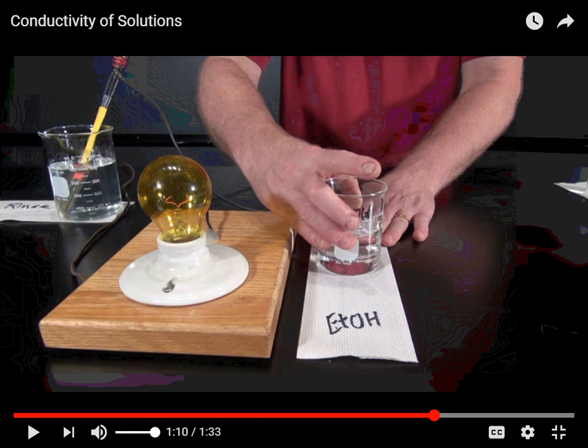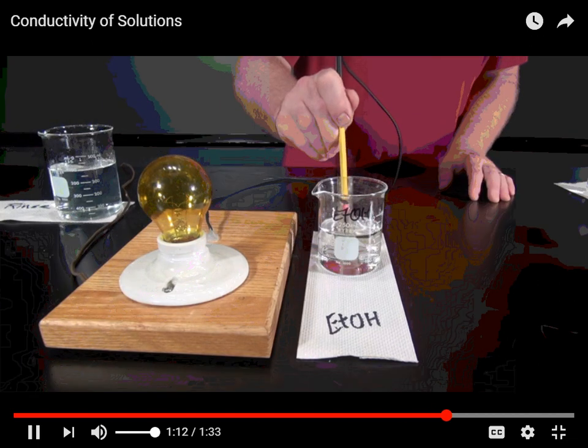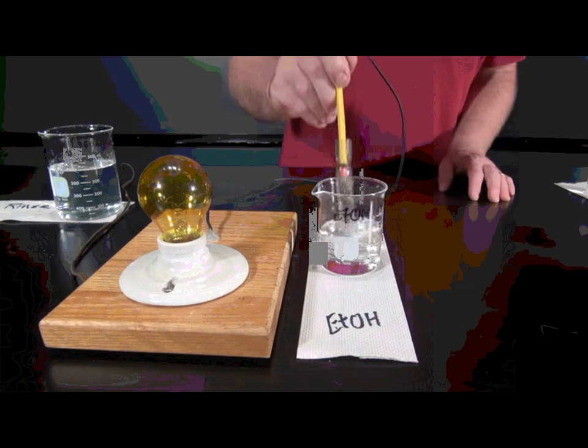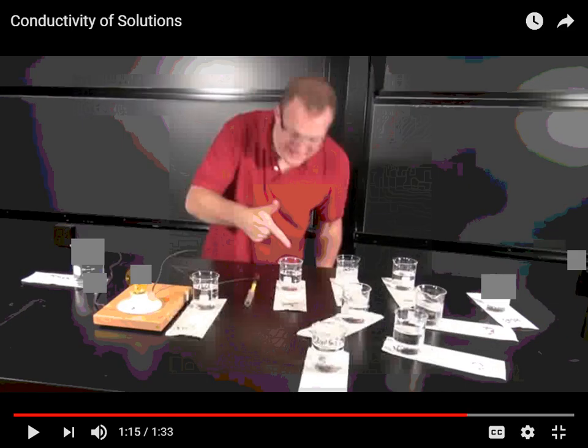What do you guys predict for ethanol? Yeah, okay, give me a thumbs up if it's strong. This way. Perpendicular if it's weak, and then a thumbs down if it's non-electrolytic. All right, only time will tell. Okay. A dissociative that doesn't dissociate. So that means what? Not electrolytic.